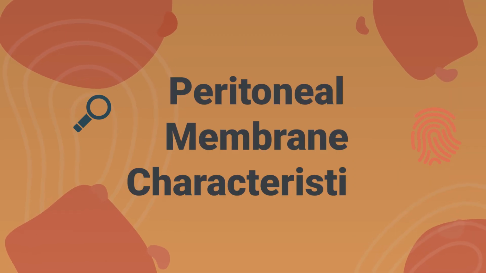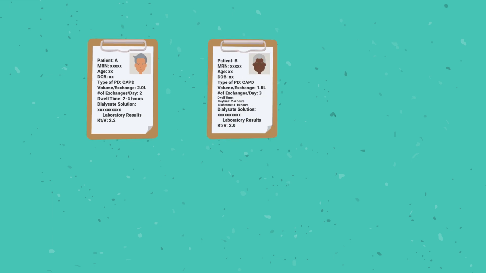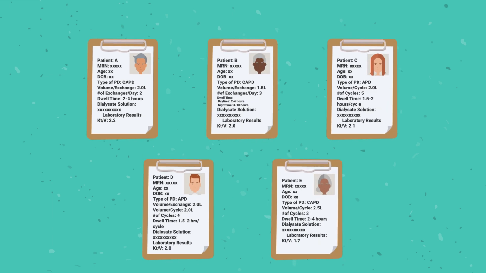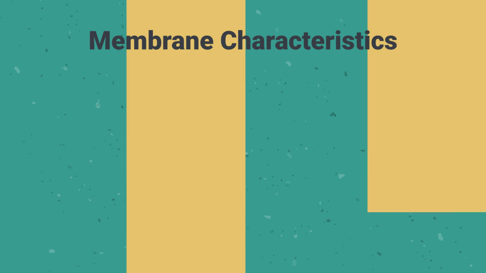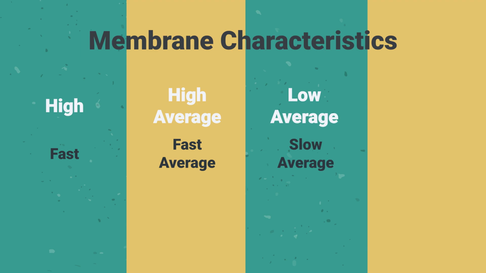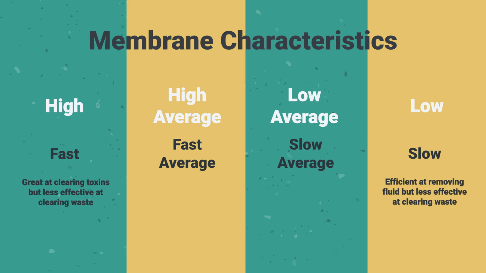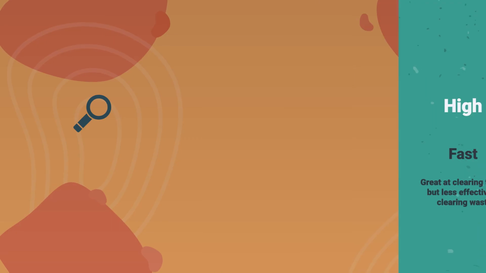Every person's peritoneum is unique, which is why some PD patients have different outcomes. There's a test called PET, or peritoneal equilibrium test, that helps determine the membrane's permeability. There are 4 types: high, high average, low average, and low. Knowing your membrane type helps doctors personalize your treatment for the best results.